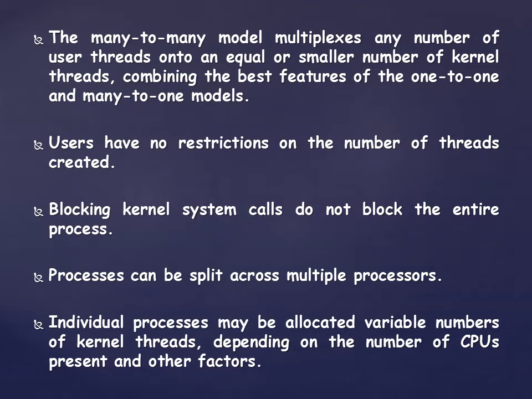The many-to-many model multiplexes any number of user threads onto an equal or smaller number of kernel threads, combining the best features of the one-to-one and many-to-one models. Users have no restriction on the number of threads created. Blocking kernel system calls do not block the entire process. Processes can be split across multiple processors. An individual process may be allocated a variable number of kernel threads depending on the number of CPUs present and other factors.